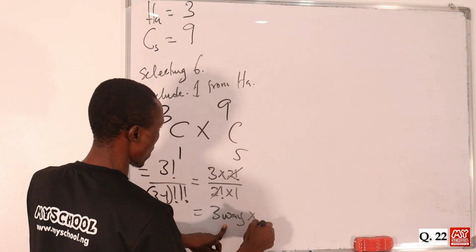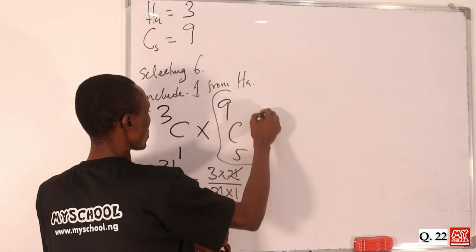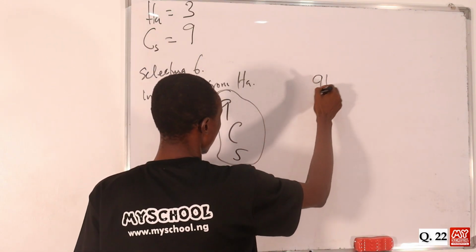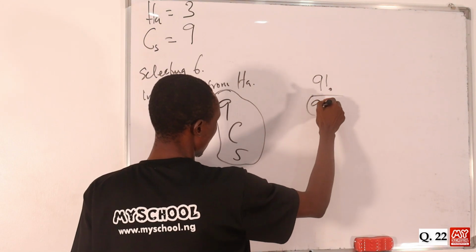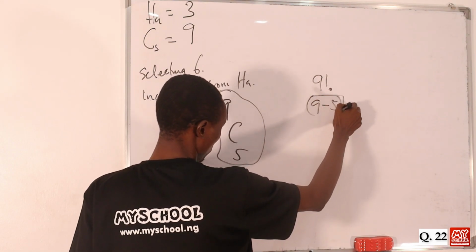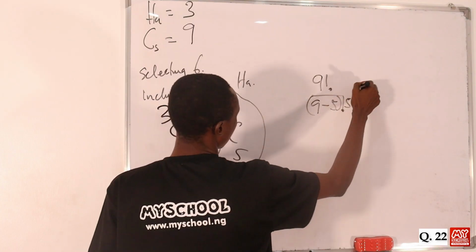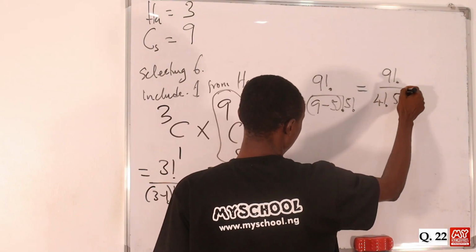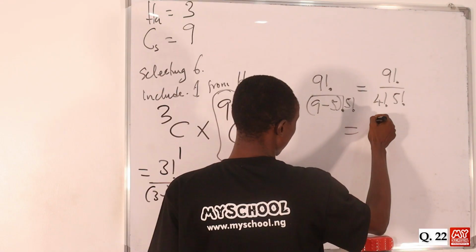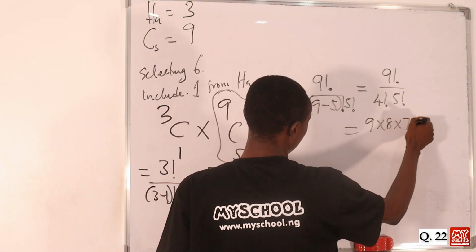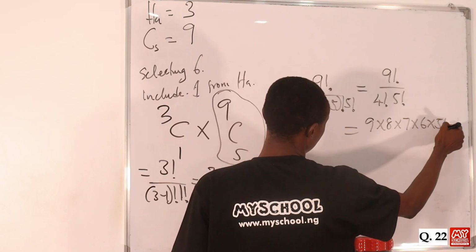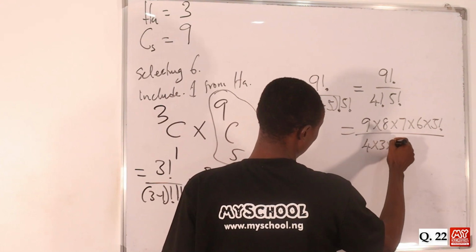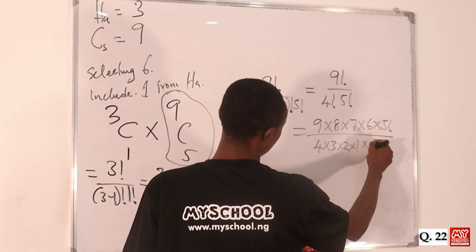Okay, that will be multiplied by, now from the 5 that will be chosen from the state commissioners, we'll be having 9 factorial over 9 minus 5 in brackets factorial, then 5 factorial. So that here we'll be having 9 factorial over 4 factorial, then 5 factorial. So we'll be having 9 times 8 times 7 times 6 times 5 factorial all over 4 times 3 times 2 times 1, then times 5 factorial.